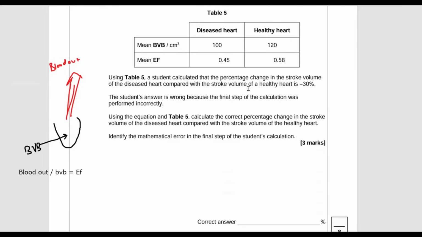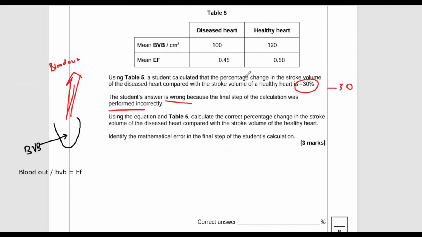Okay, the student's answer is wrong because the final step of the calculation was performed incorrectly. Use the equation in table 5 to calculate the correct percentage change in the stroke volume of the diseased heart compared with the stroke volume of the healthy heart. Identify the mathematical error in the final step of the student's calculation. So we've got to find out what they did wrong. But first of all, we need to actually calculate the percentage change in stroke volume. So the stroke volume here, remember, is the blood out. So they're basically asking us, what's the percentage change in the blood out?